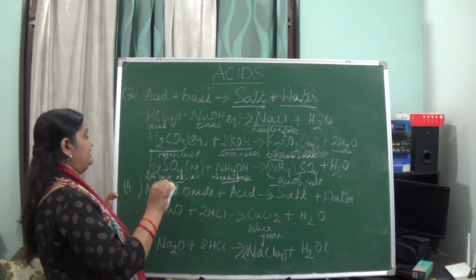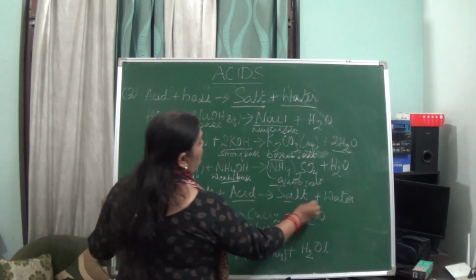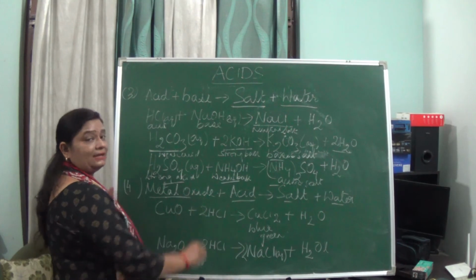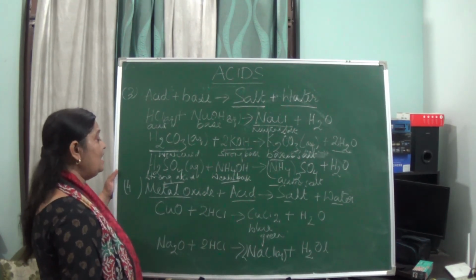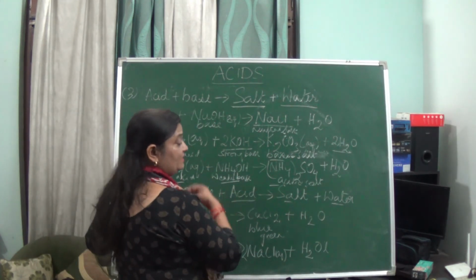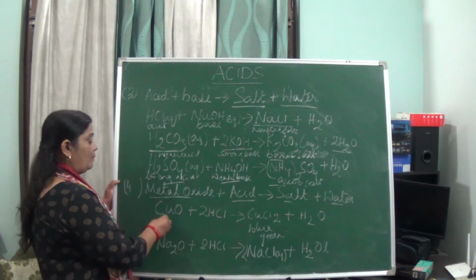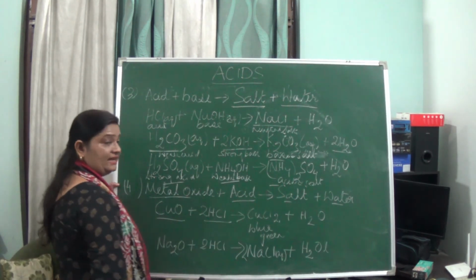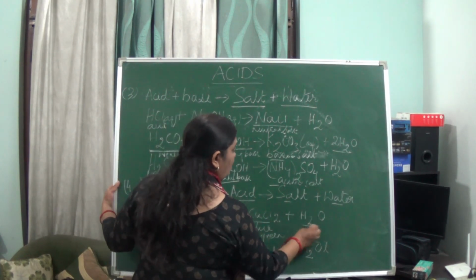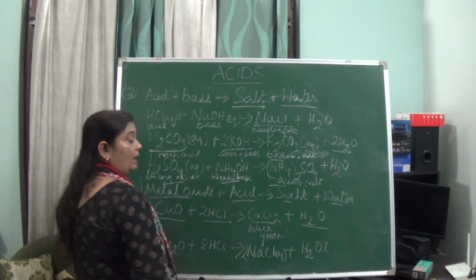Now next, metal oxide plus acid gives salt and water. Actually, metal oxides are basic in nature. As the result, they behave as a base, so when they react with acid, they form salt and water. For example, copper oxide reacts with hydrochloric acid to give copper chloride plus water. This copper chloride you are getting is blue green in color.